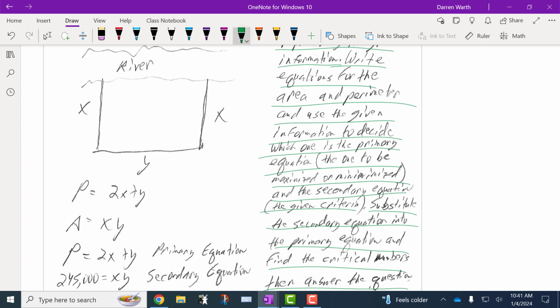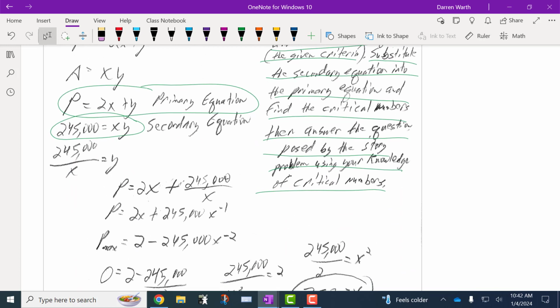So that would be the equation I want to maximize or minimize. So I'm using this formula right here. P equals 2x plus y is my primary equation. And then notice it says I've got 245,000 square meters as my criteria. So that would be my area. So now that I've done that, I'm going to solve my secondary equation for a variable. So I take my secondary equation, I solve it for y, divide both sides by x. I'm going to take that value and substitute it back into the y of my primary equation.